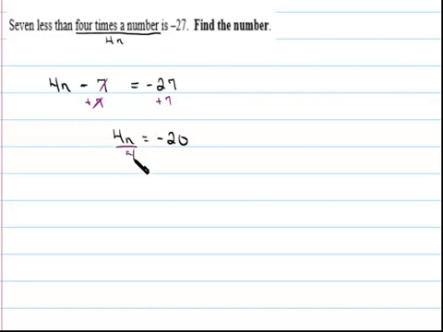Let's divide by 4, and we're going to figure out what our number is. Our number is negative 5. So once again, the number is negative 5.